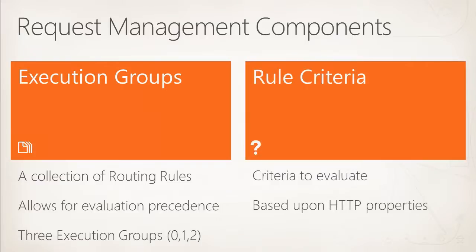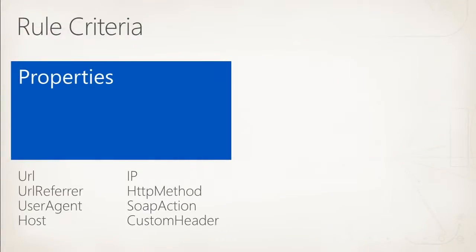And then there's the rule criteria, which is simply the types of things that we are going to check for, and this is all based on standard HTTP properties. So the rule criteria allows us to evaluate one of these 8 headers or properties. So basic things like the URL, the referrer, the user agent, so that would be the type of browser or client application, the host name, the IP address of the client, whether it's GET or POST, those kind of things.